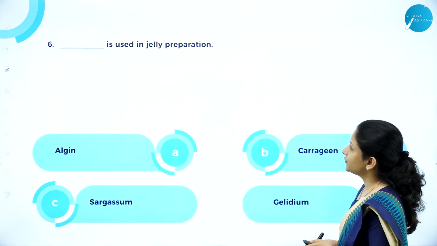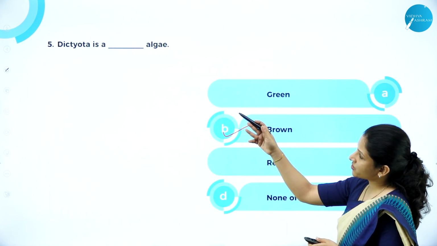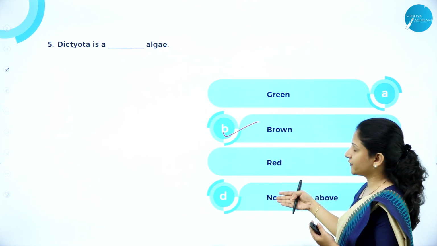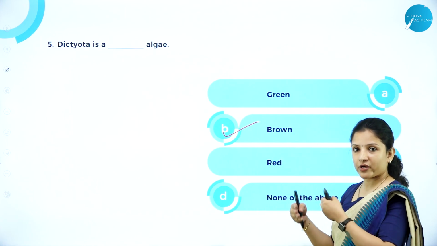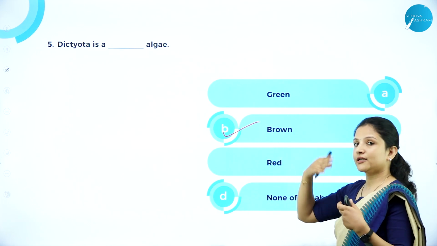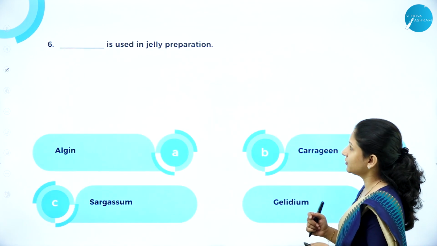Next, dash is used in jelly preparation. So now, for example, I have asked the question, Dictyota is a dash algae. Is it green, brown, red? None of the above, right? So like that you can frame questions. Like you can frame Chlorella is a dash algae, Ulothrix is a dash algae. So like that questions can be framed. You have to study based on that.